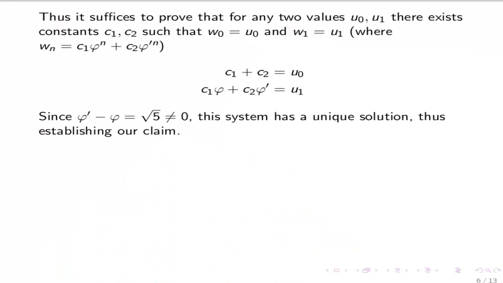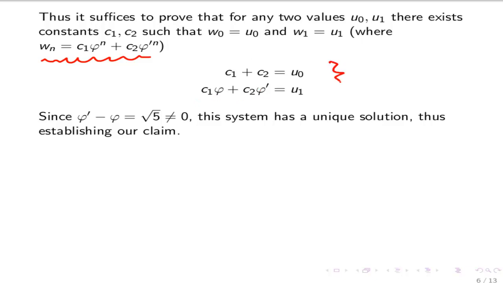So it suffices to prove that for any two given values, U0 and U1, there exist constants C1 and C2 such that with the Wn sequence being this linear combination, the first term of the W sequence agrees with U0 and the next term in the W sequence agrees with U1. Well, what does that mean? W0 is just C1 plus C2, and W1 is C1 phi plus C2 phi prime.